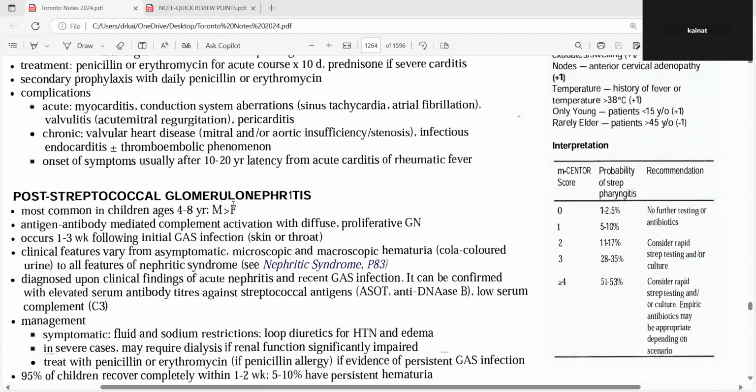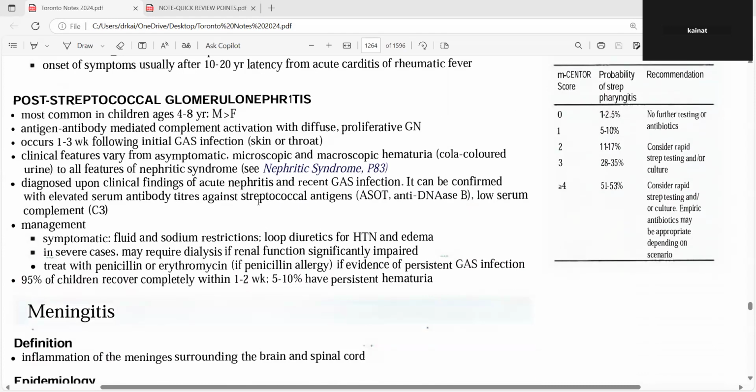Then comes the post-streptococcal glomerulonephritis. Why I'm doing it is because they all are linked with each other. So the treatment is kind of the same. How can they present? They can give it to you in different ways where they can ask you, okay, this could be the diagnosis and this could be the problem. Now make the diagnosis. So that's why I'm just reading this one quickly.